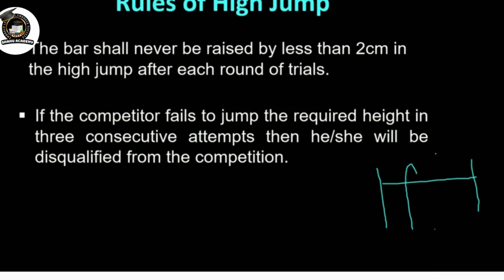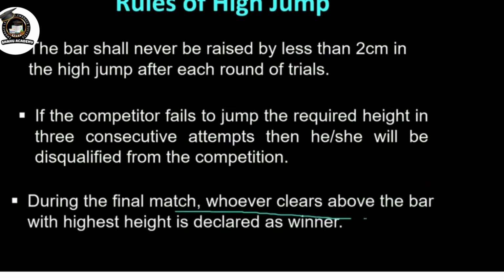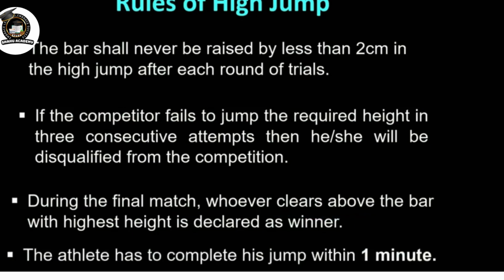Then next is the tie. What happens if 2 players are equal at the same height? Then what will happen here? Then they will see who has cleared this height in fewer attempts. If the tie is still not broken, then it will be seen who has the least number of misses in the entire tournament, who has had the lowest falls. And if there is a tie for the first place, then the jump off will be done here. Then the last is officials.